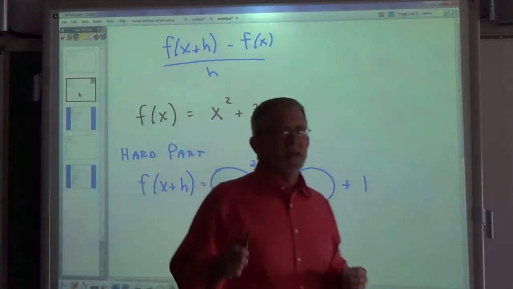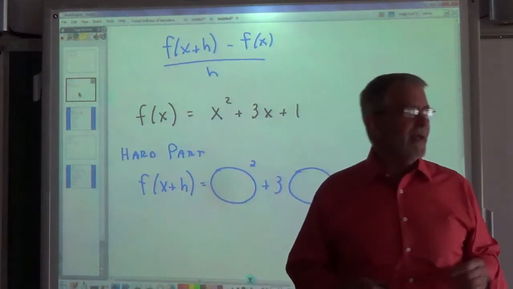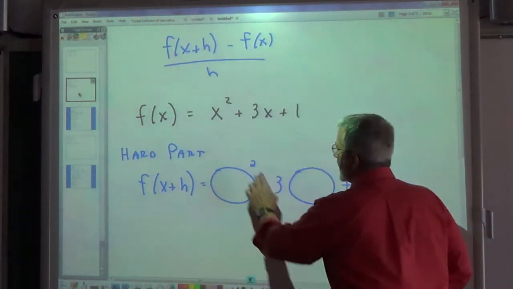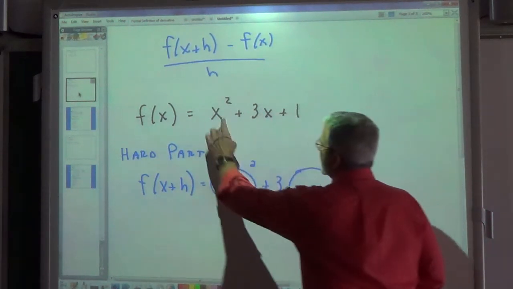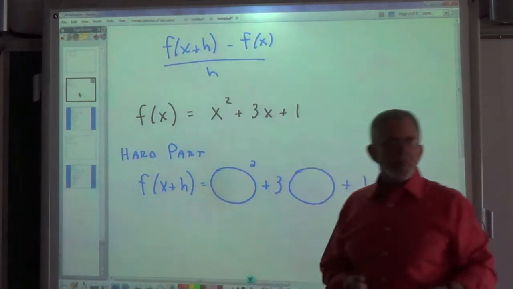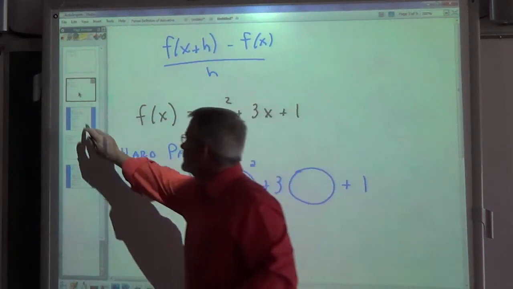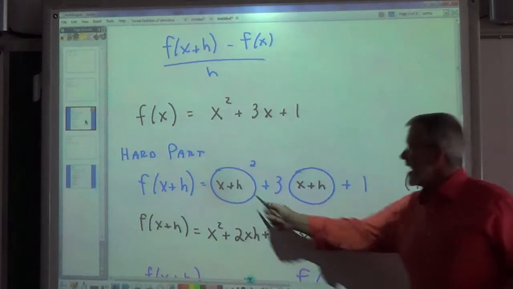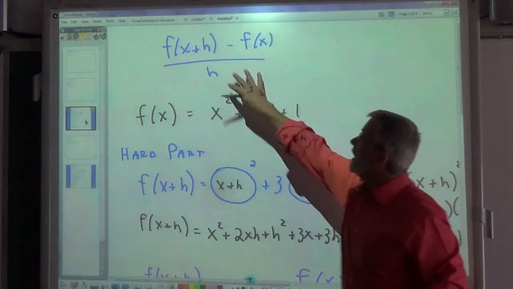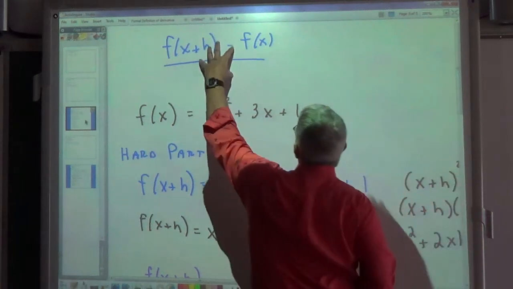What does that mean? That means wherever I see x in the function, I'm going to put in x plus h. And that's why I have these big circles here. It's because my function is something squared plus 3 times something plus 1. What's the something? What's the something going to be? The x plus h. So I'm going to put that in there. x plus h squared plus 3 times x plus h plus 1. This is the hard part of this difference quotient. And that's the part that I'm going to find first before I put it in the difference quotient.